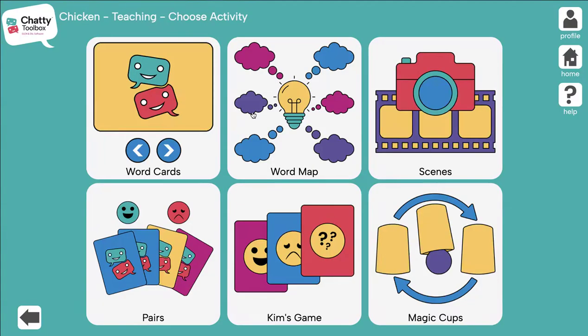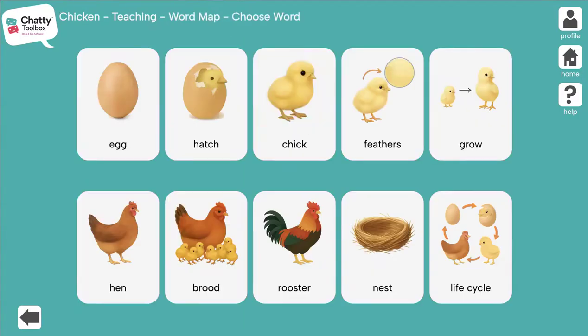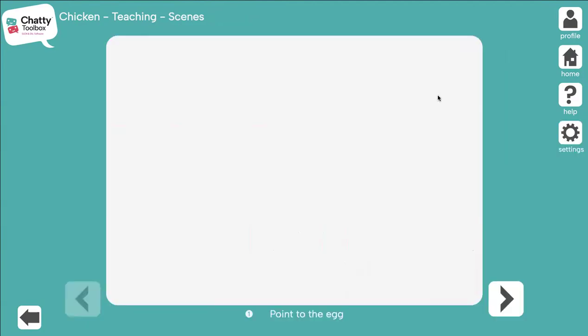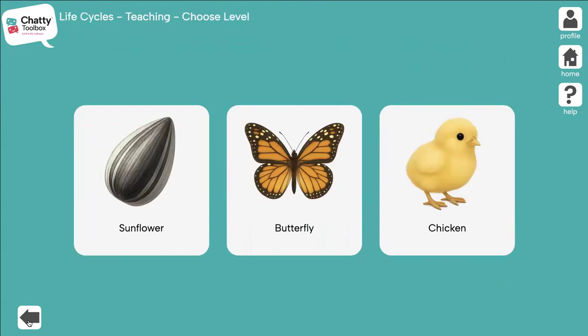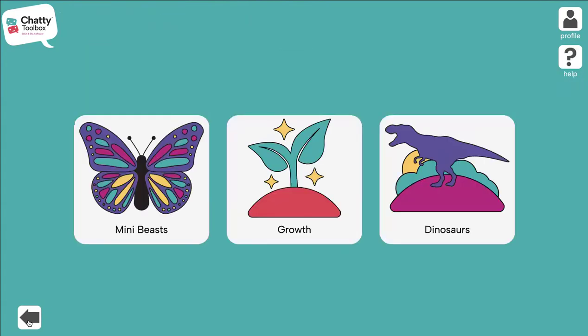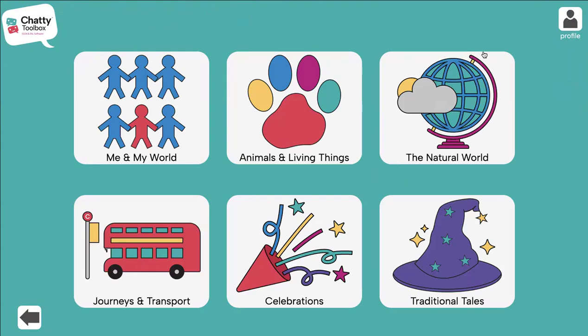And finally, we've got chicken. There's all your vocab. And you've got your composite picture. It's nice, representative of what happens in the classroom, with the blank level questions. Okay, so that shows you what's involved within animals and living things.